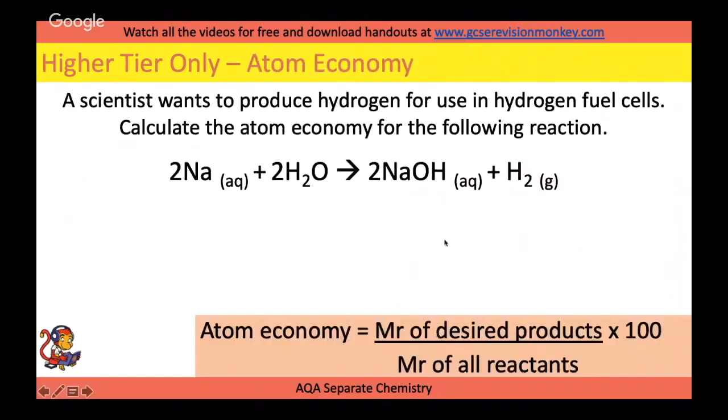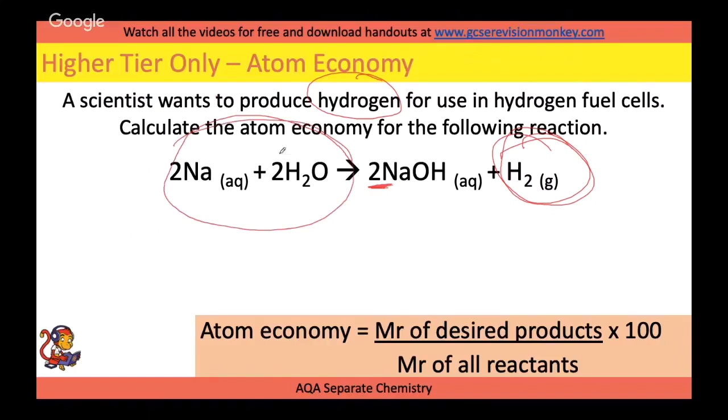Atom economy then. This is the only time where you do take into account the numbers in front when you're working out relative formula mass. It's the only time. So a scientist wants to produce hydrogen. That's their desired product. Calculate the atom economy. So you need to do the Mr of hydrogen over the Mr of the reactants. It's basically a percentage of what you put in the reaction that you actually want.